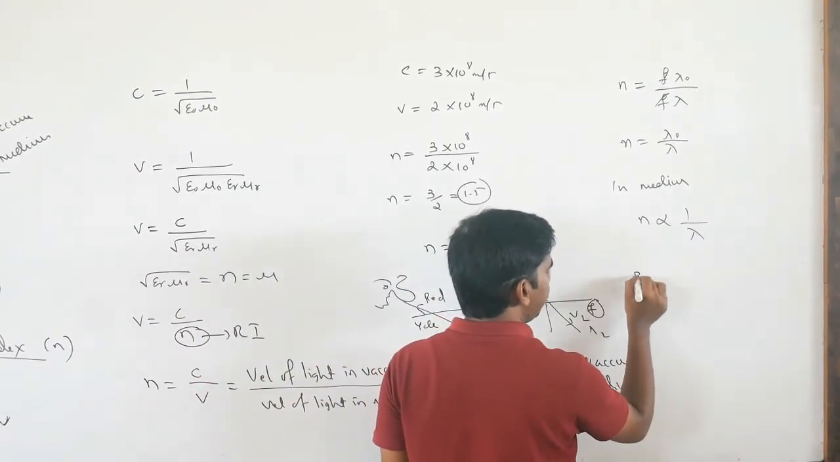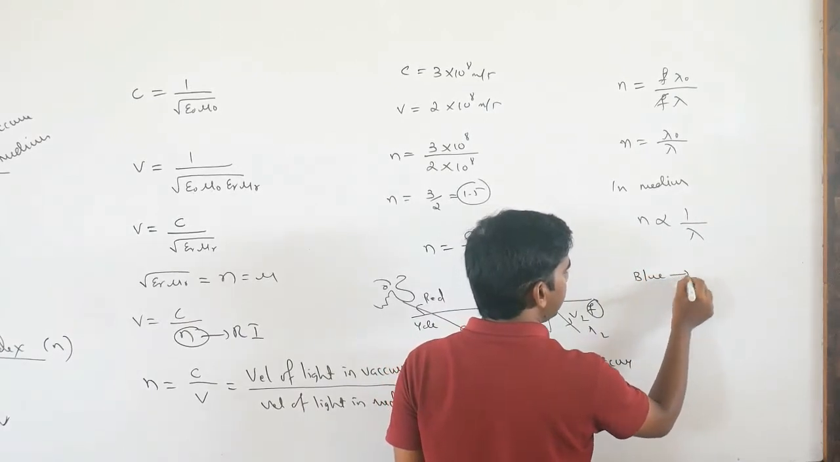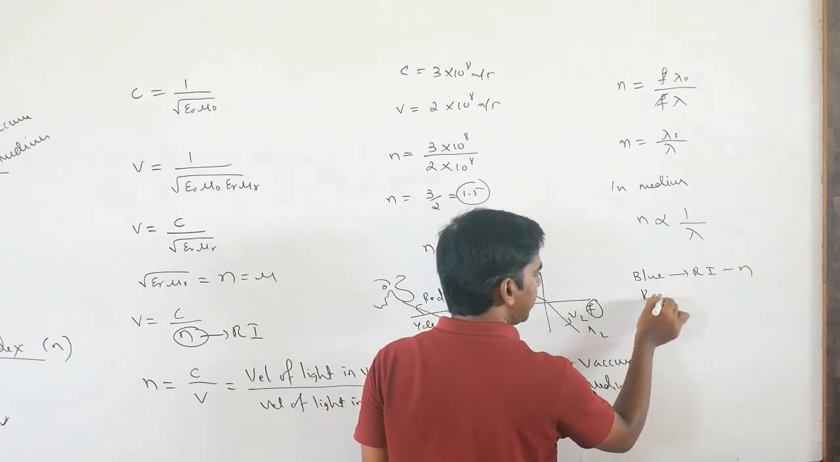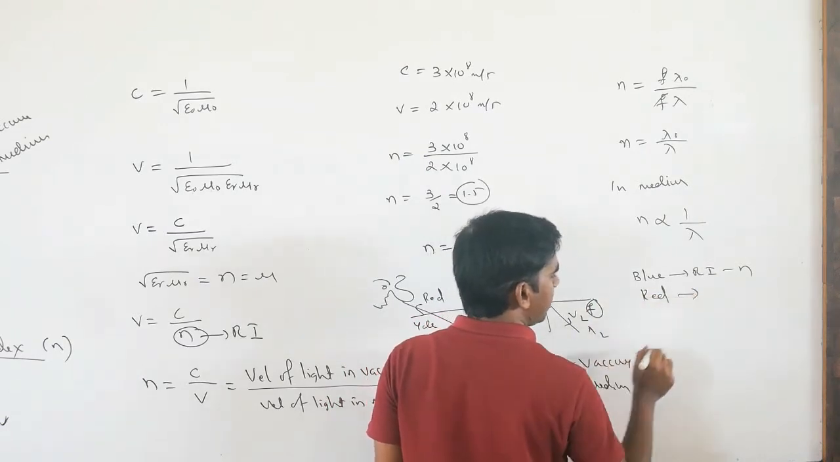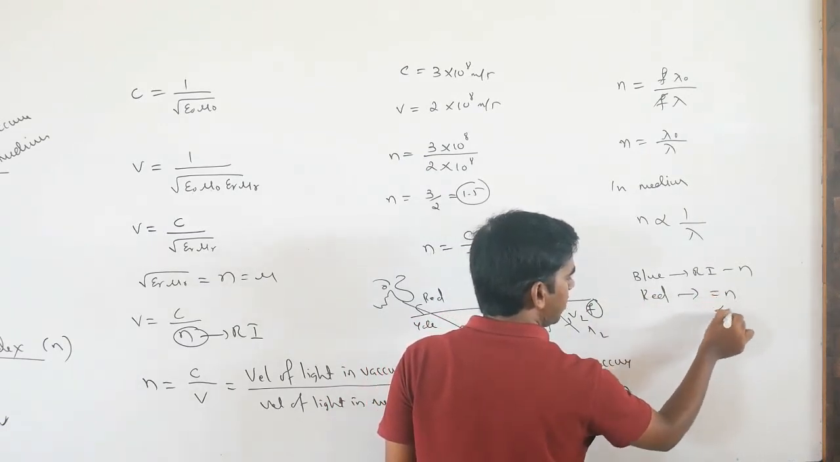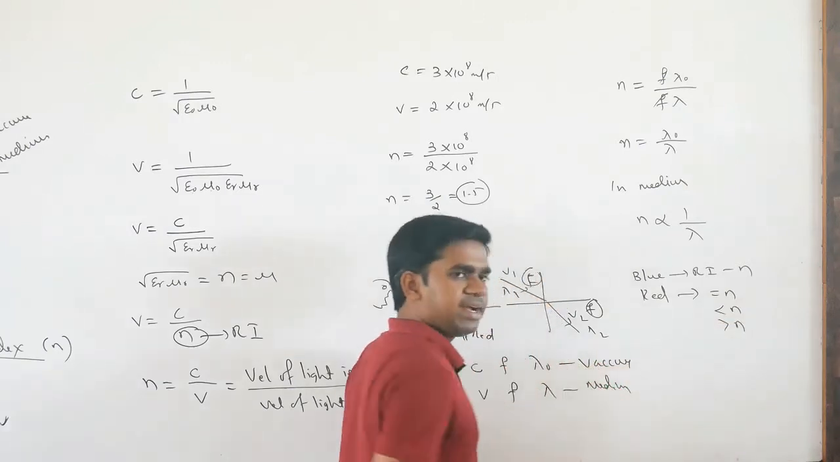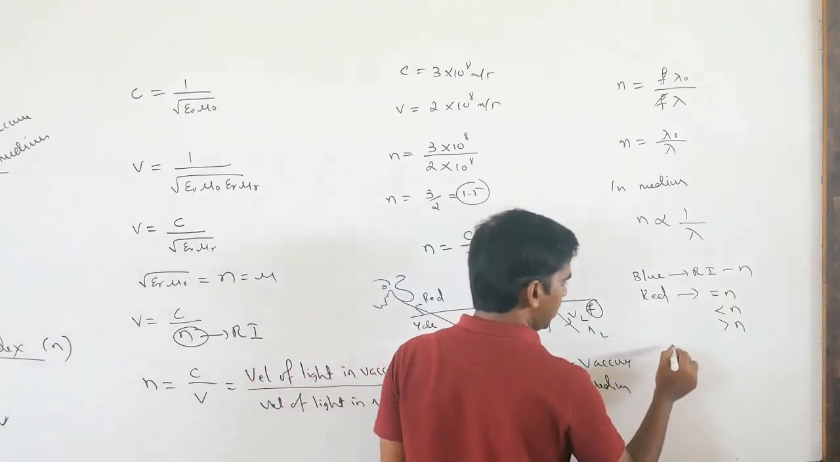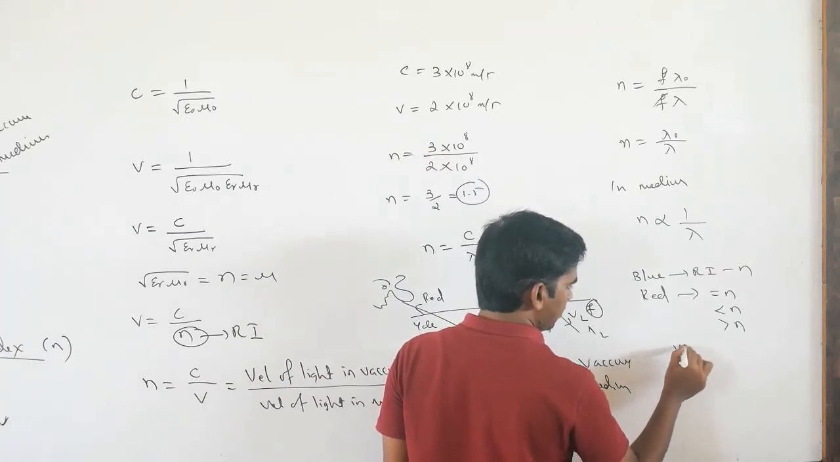Suppose blue light is having refractive index n. What will be the refractive index of red? Refractive index of red is equal to n, less than n, or greater than n. Okay, so how can we answer?